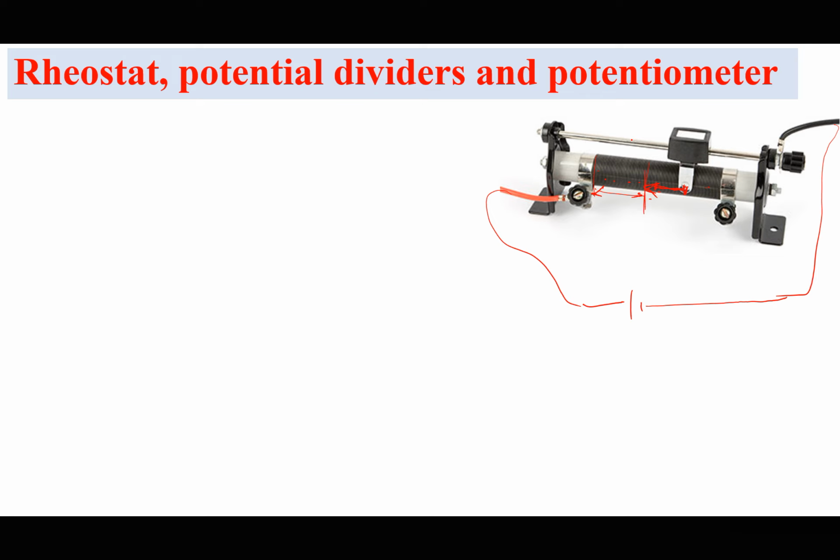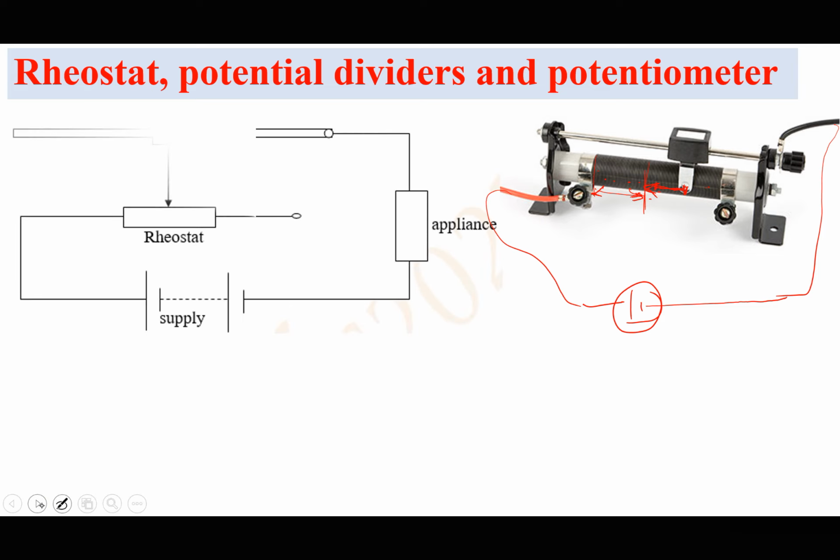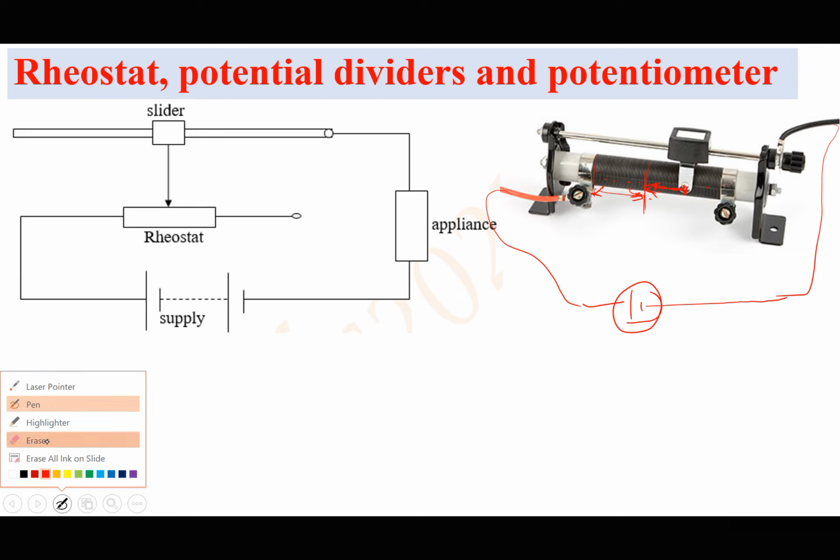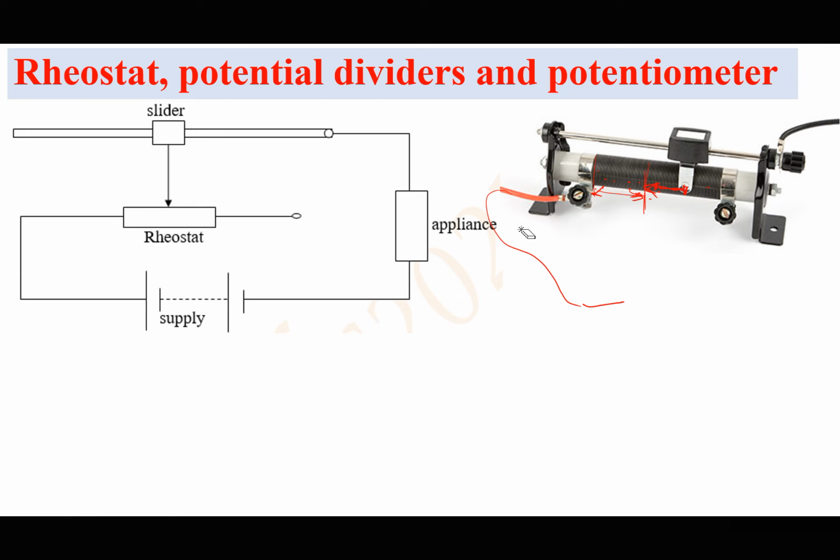So the rheostat is going to divide the power supply to a certain amount. So it is going to act as a potential divider. So the rheostat is going to be used as a potential divider. And you remember the circuit symbol for the rheostat that we considered earlier on.